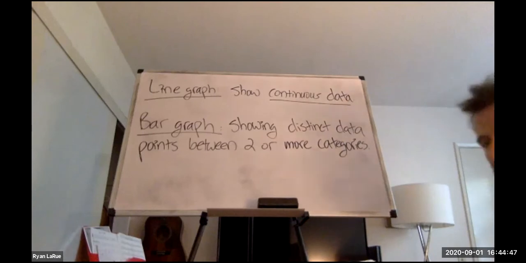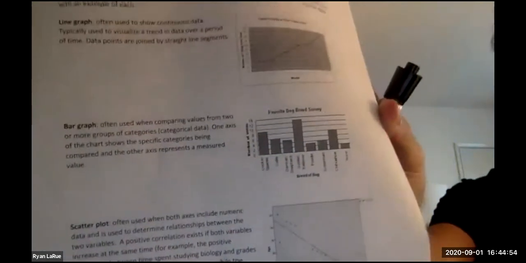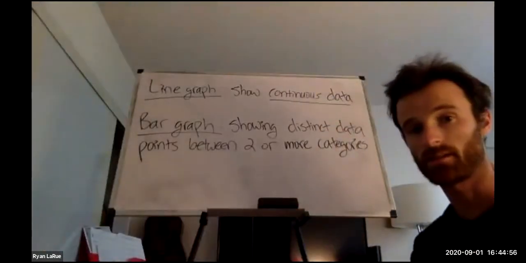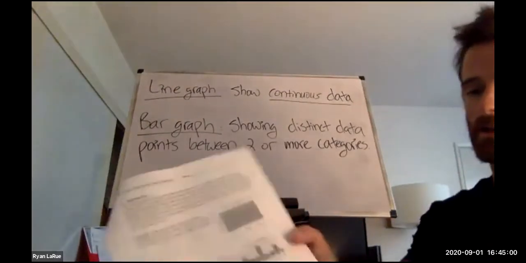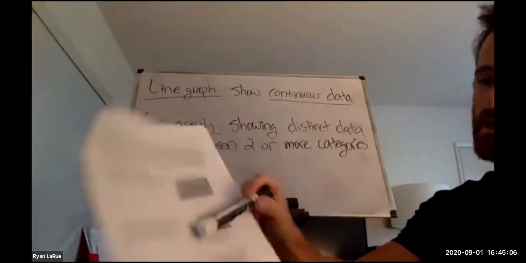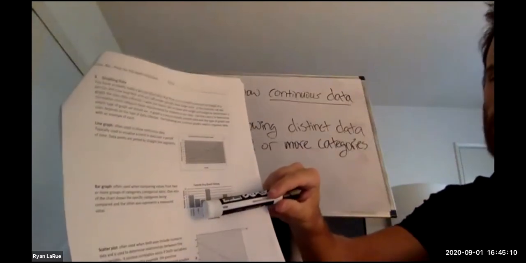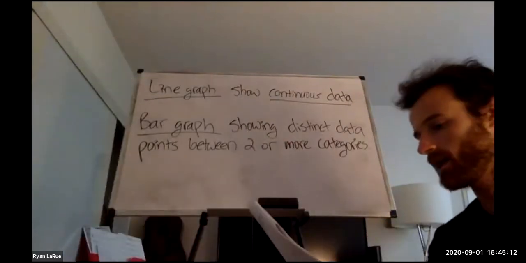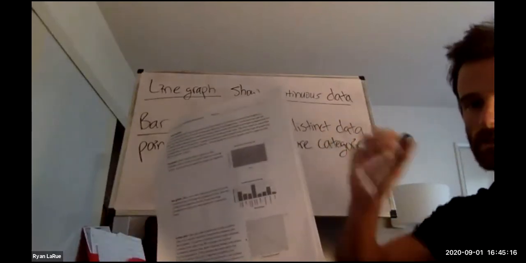In your lab packet, the example is a favorite dog breed survey. So there's different categories of dog, right? Different types of dogs are represented on the x-axis on the bottom there. And then the number of votes is represented on the y-axis, the vertical axis.